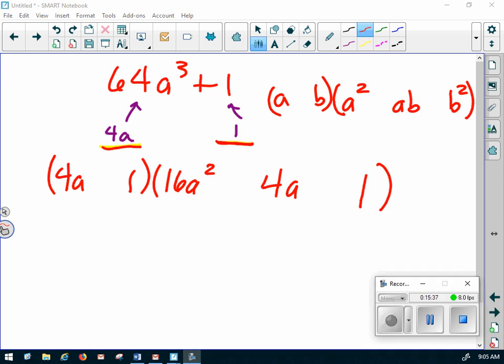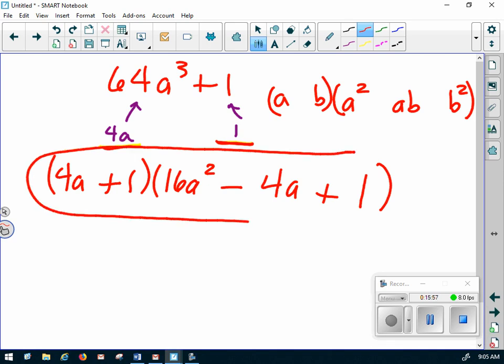Now let's use SOAP to get our signs. What does SOAP stand for? Same, opposite, always positive. What's my first sign going to be? Plus, same, opposite, always positive. Ladies and gentlemen, you just factored the sum of two cubes. There it is. That's not too bad, huh?